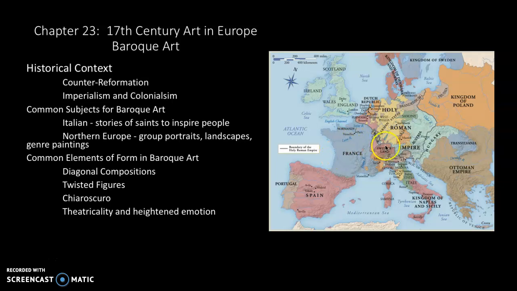We're also going to look at one of the most famous paintings in European art history, and that is the painting of Las Meninas by a Spanish painter named Velázquez.